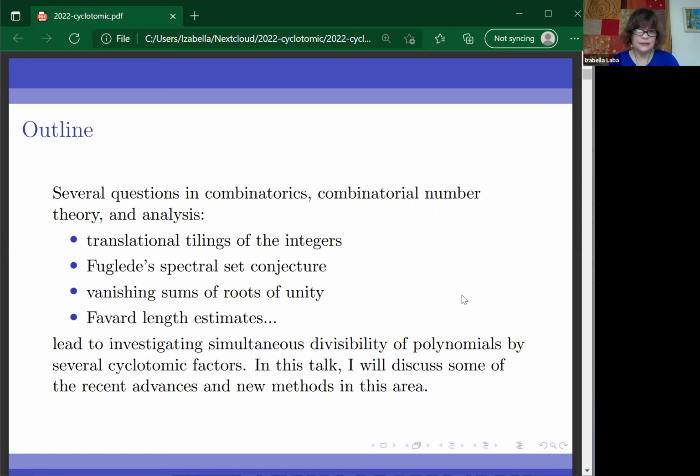And I want to talk about some of these questions and the progress I was able to make on that with collaborators. If you don't know what any of those problems are right now, then that's fine. I'm going to try to explain everything. Right now, I just want you to keep in mind that there are going to be several of them, and they are going to be connected to each other. So let me start with integer tilings.